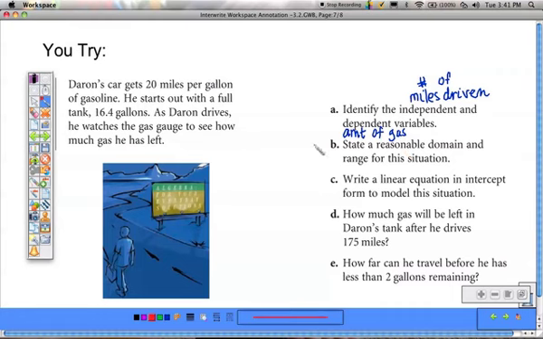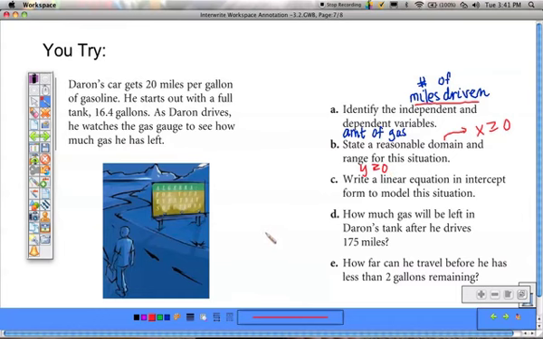So domain is x values, which are independent. All right, so a domain then would be, well, anything greater than 0, right? Because you can't go negative miles. So we could say x, or number of miles driven, has to be greater than or equal to 0. The range is the amount of gas. So again, anything greater than or equal to 0 would work. Can't have negative gallons of gas.